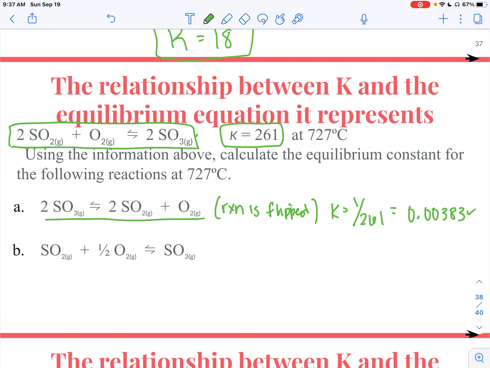So here, what's the relationship between B and our first reaction? It is halved. So it's times 1/2, which means it would be K to the 1/2, which also, you know, is the square root of K. So the square root of 261 is 16.2. So that would be our K value.